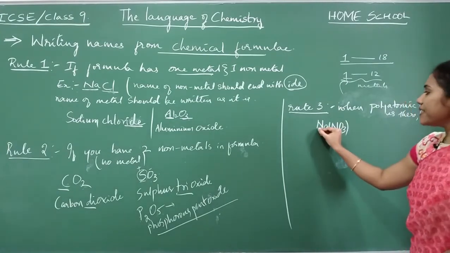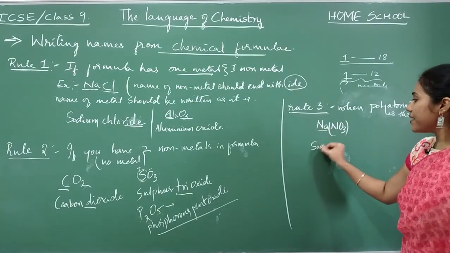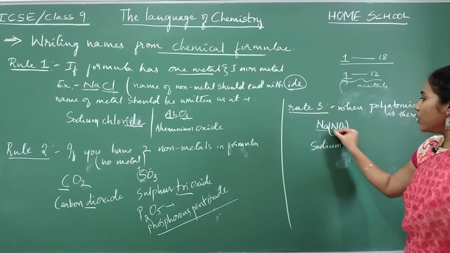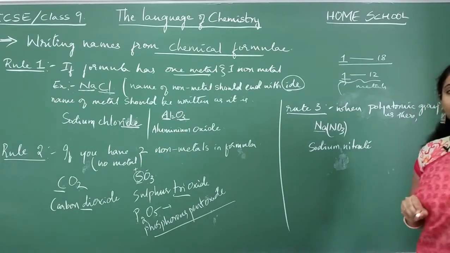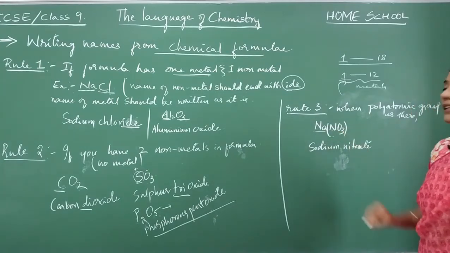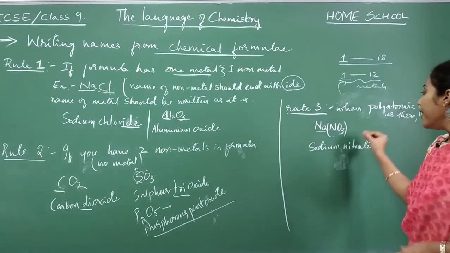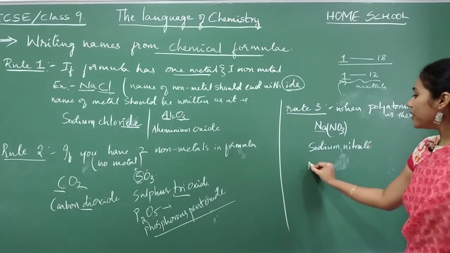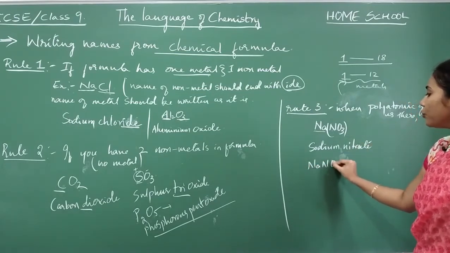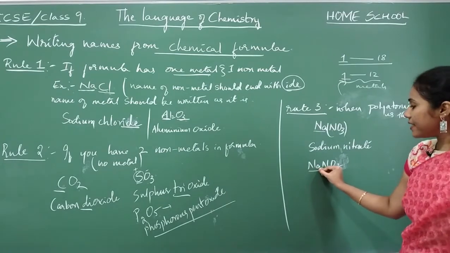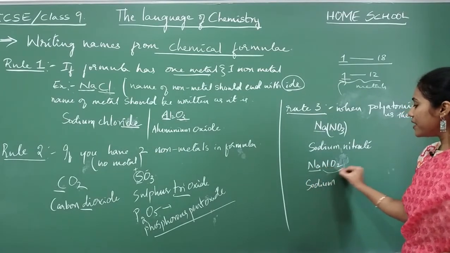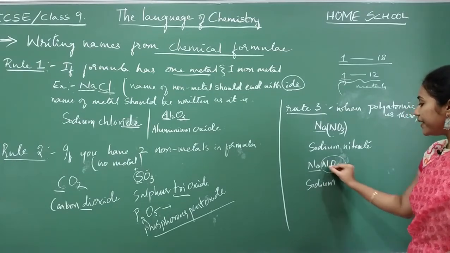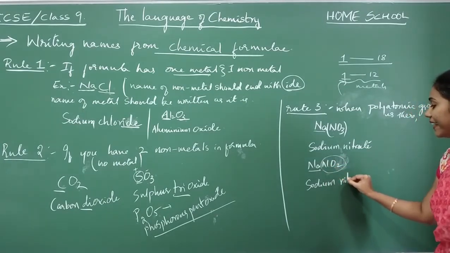Okay, so this is sodium, and what is its name, guys? Nitrate. Its name you should remember, it is nitrate. And one more formula we have, that is NaNO2, guys. And this is a positive part, its name is written as it is, but you see this is NO2, its name should be written as nitrite.